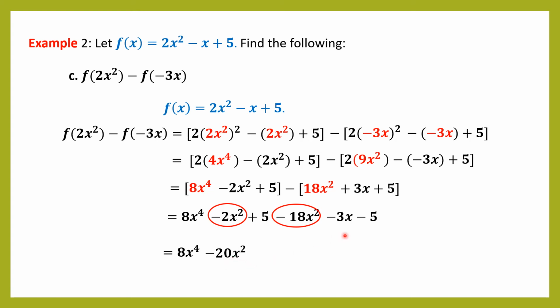Then, sunod ay x. So, nag-iisa lang yung x dito. That is negative 3x. So, you just copy. Then, positive 5 at saka yung negative 5, that is 0. So, hindi na natin siya ilalagay dito kasi 0 na siya. Therefore, eto na yung ating final answer. 8x raised to the 4th power minus 20x squared minus 3x.